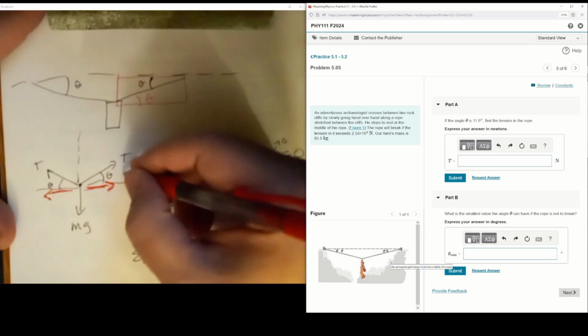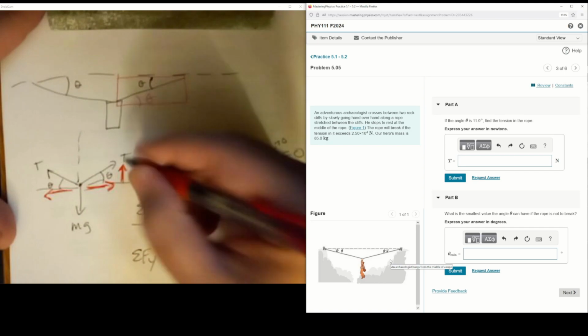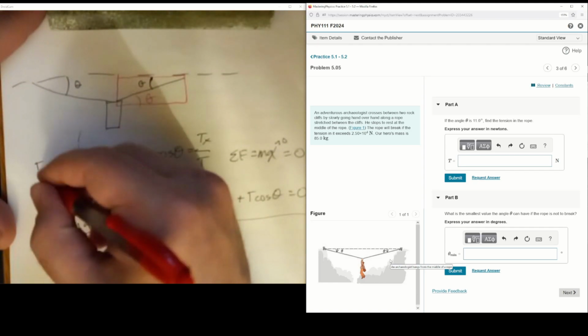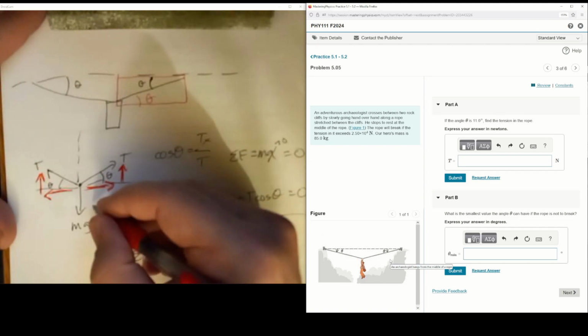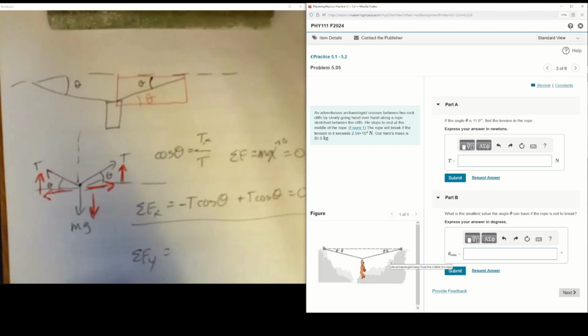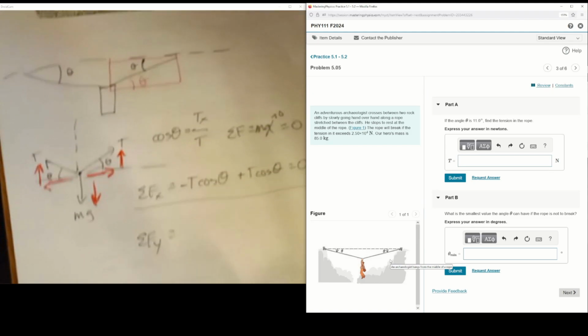Now in the y direction, we have these components up. We have this component up over here. We have this component up over here. And then we have weight going down. So those are the three components we're looking at.